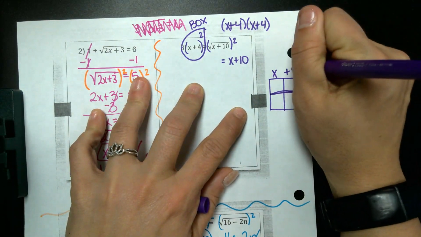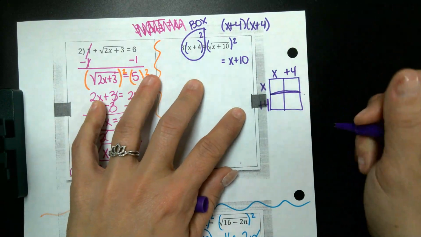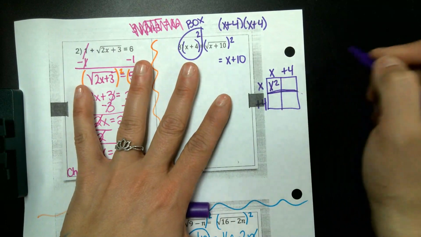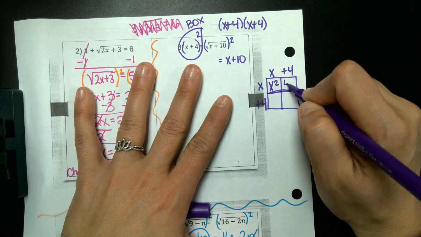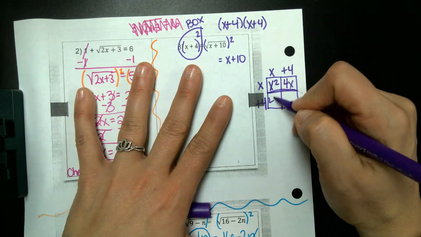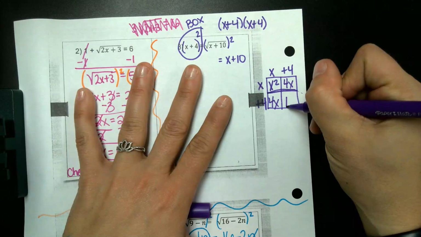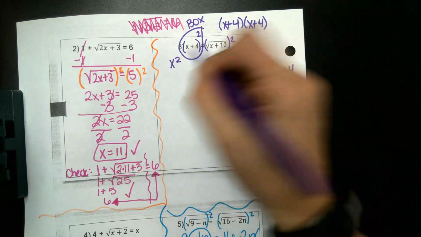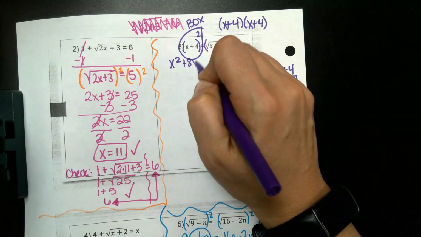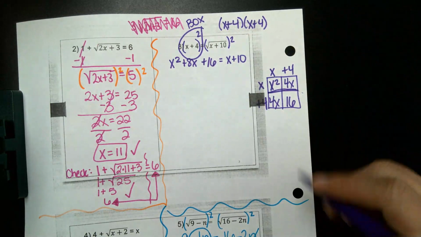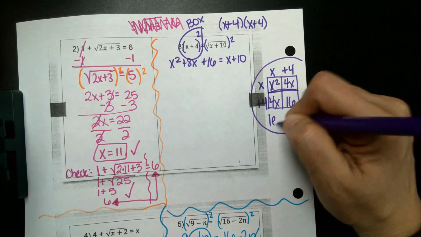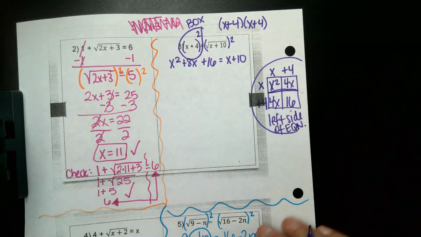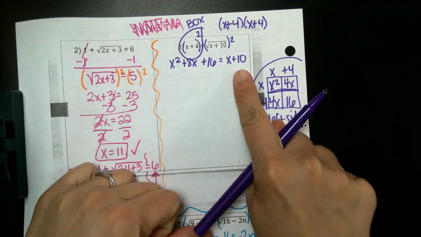So we have x plus 4 times another x plus 4. What is x times x? X squared. X times 4, and then 4 times x, and 4 times 4, 16. Okay, so it looks like the left side is x squared, then we've got 8x in the middle, and then we've got a 16 at the end. So this is the left side of the equation. Okay, it's only the left side. The right side is still this x plus 10.